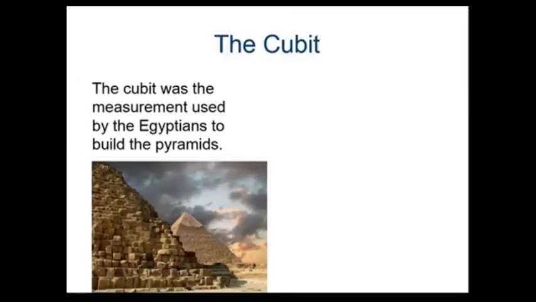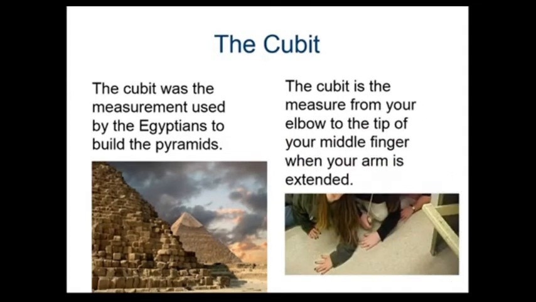A cubit. The cubit was used by early Egyptians when they were building the pyramid. The cubit is the measure from your elbow to the tip of your middle finger when your arm is extended and your palm is flat. It's even mentioned in the Bible that Noah's Ark was 300 cubits long, 50 cubits wide, and 30 cubits high. What's the problem with this system? Well, if you're building on one side of the Ark and Noah's building on the other side of the Ark and you have different size arms, one side is going to be larger than the other.